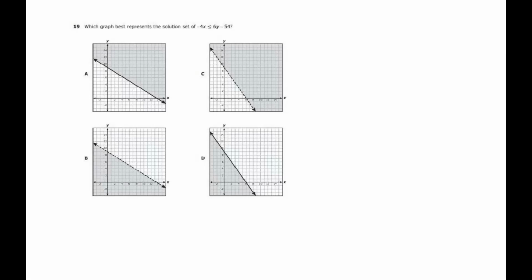Hey everyone, this is problem 19 on your STAAR Release Exam 2018, and you probably want to use a calculator on this, right? So I think if you know how to solve for y, you should be okay with this. So we're going to solve for y, and we can also see it better with the y-intercept. So I'm going to just write it out here.